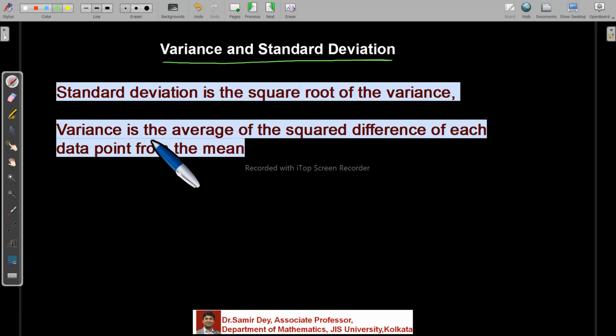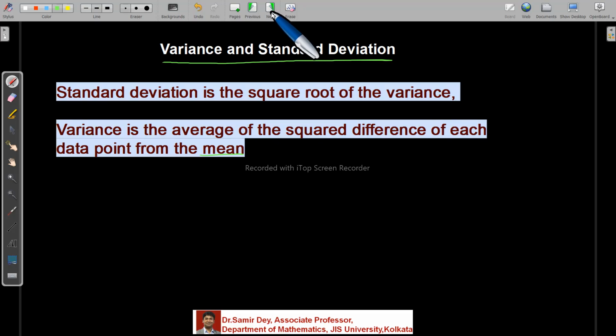Basically, variance is the average of the squared difference of each data point from the mean. And what is standard deviation? Standard deviation is the square root of the variance. So from here it is clear, if you want to find the standard deviation, you need to identify variance at first, and after that standard deviation.